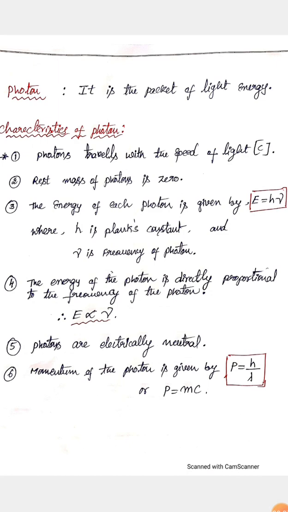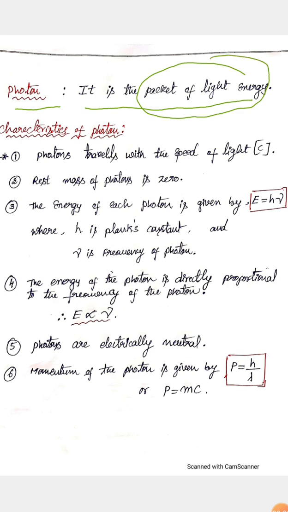Today, I am going to explain about the photon, characteristics of photon, next de Broglie hypothesis along with de Broglie wavelength. First, here we are going to discuss about the photon. What is meant by photon? Photon is nothing but a pocket of light energy, or else we can say that one radiation consists of pockets of energy. Those pockets of energy are nothing but photons.